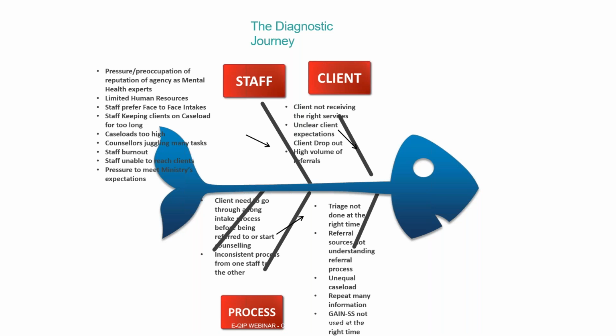Inconsistent process from one staff to the other. Triage not done at the right time. Referral sources not understanding the referral process. Unequal caseloads. Repeating much information from one tool to the other. Sometimes, for example, between the CDS that we used to have to complete and the OCAN, it's the same information, and that information is also duplicated in other places. The GAIN assessment that we need to use is not used at the right time. Next slide, please.